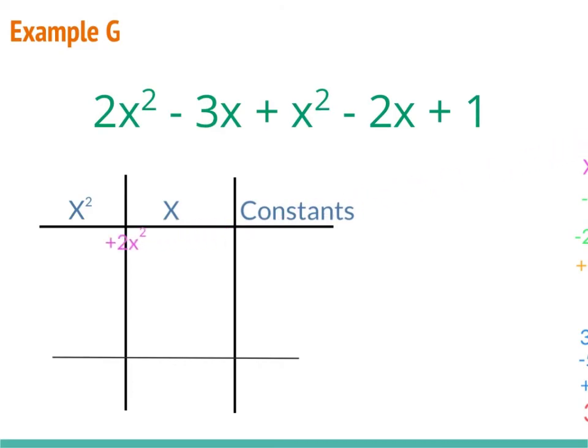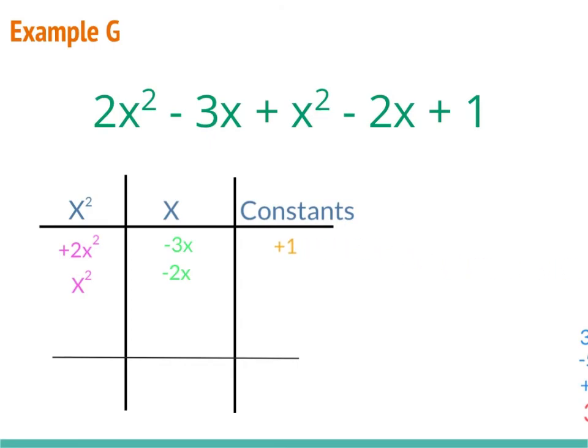2x squared is going to be in the x squared column. -3x is going to be in the regular x column, not with the x squareds. Positive x squared, going to be in the x squared column. -2x in just the regular x column, and +1 is the only thing in the constants.